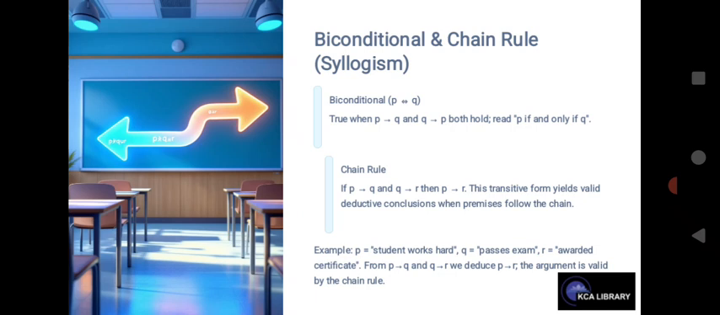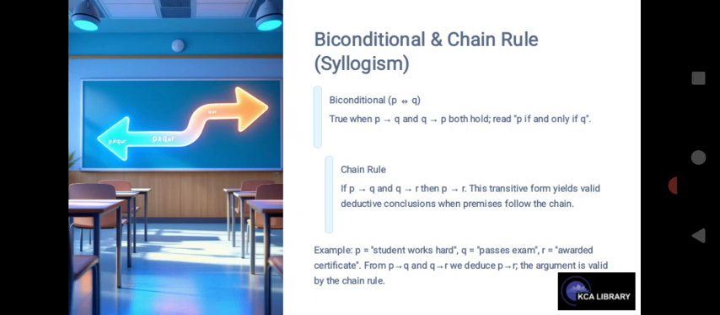biconditional and chain rule. We call it syllogism. In biconditional, it is true when P implies Q and Q implies P. Both will hold, but you can also apply chain rule. If P implies Q and Q implies R, it means that P implies R. So this transitive form yields a valid deductive conclusion when premises follow the chain.